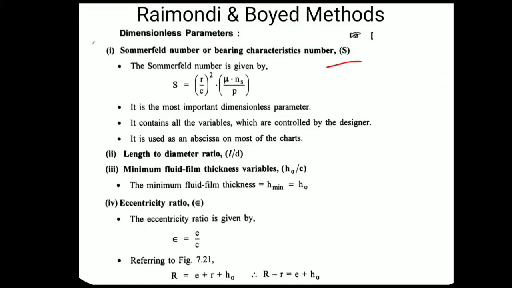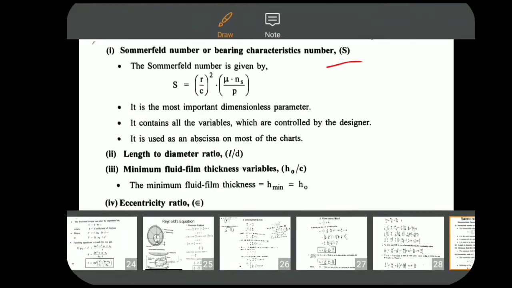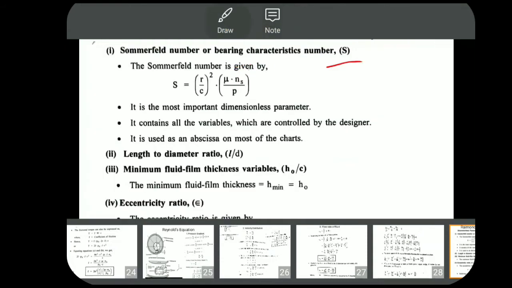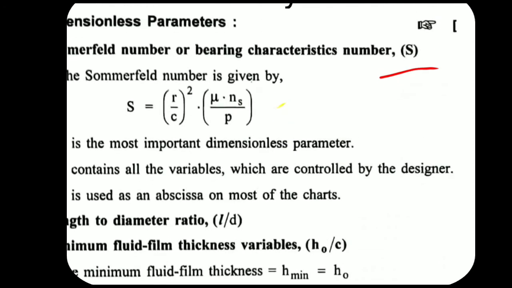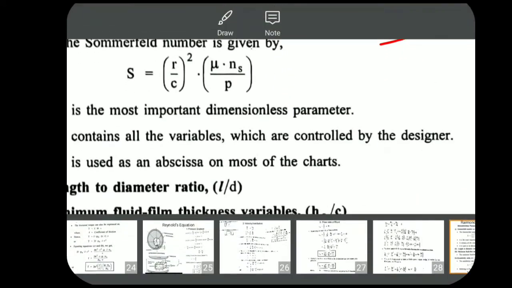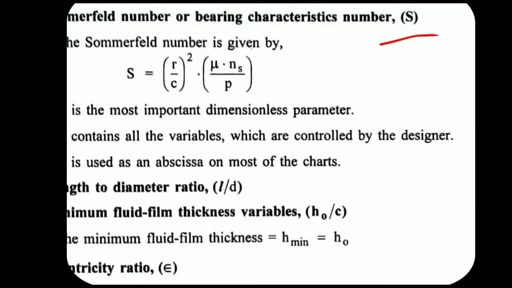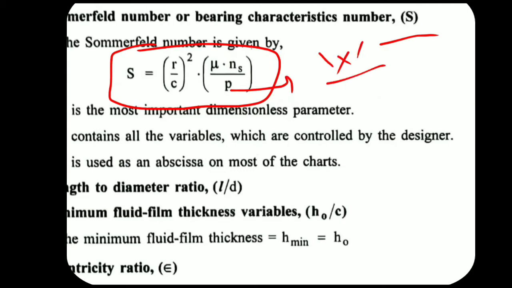Now what is this Sommerfeld number or bearing characteristic number? How to define it? They explained that S is equal to (R divided by C) squared times mu ns by P. This is a dimensionless parameter. R is the radius of the shaft, C is the radial clearance, that is capital R minus small r, mu is the absolute viscosity, ns is the speed of the shaft, and P is the bearing pressure that we have calculated. P is nothing but W by area.